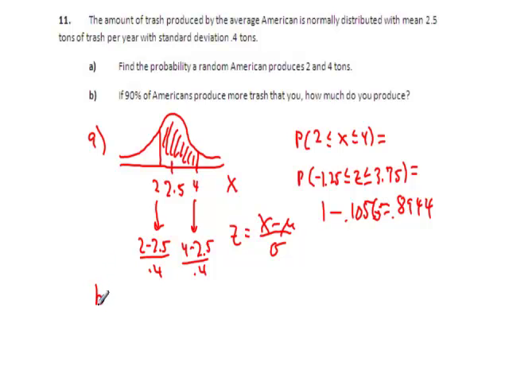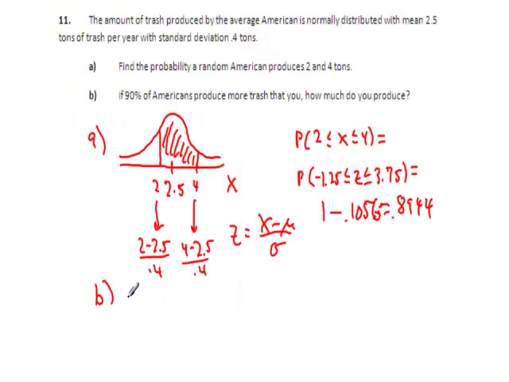And finally, B. If 90% of Americans produce more trash than you, how much do you produce? So, in this case, they're really asking us for x. We don't know what x is. So we can find this using our formula sheet under Chapter 6, which is the raw score, or x, as they call it, is z sigma plus mu. So that's what we're going to use here. X equals z sigma plus mu.